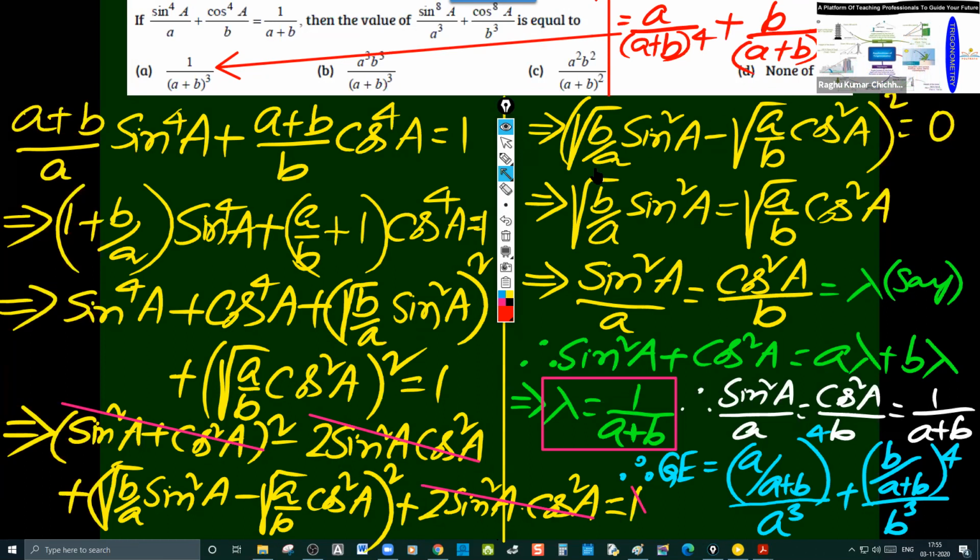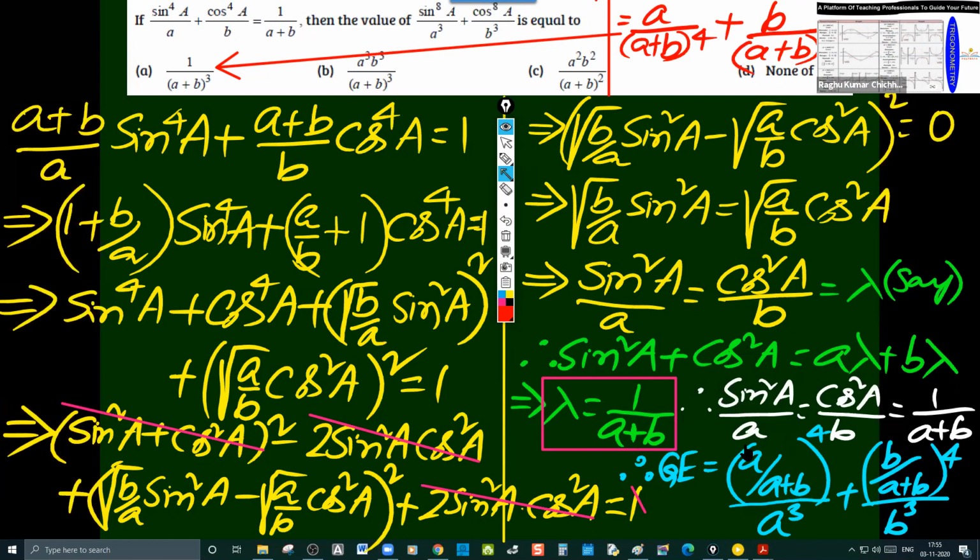Taking square root on both sides and rearranging it: root B by A sin²θ is equal to root A by B cos²θ. Cross multiplied, sin²θ by A and cos²θ by B is equal to lambda, I have taken. After taking this as lambda, sin²θ is A lambda, cos²θ is B lambda. Now adding, A lambda plus B lambda, sin²θ plus cos²θ is 1. So lambda is 1 upon A plus B. I have rewritten this: sin²θ by A plus cos²θ by B is equal to 1 upon A plus B. We got it.